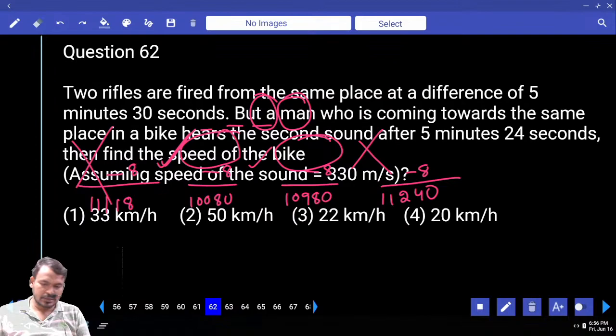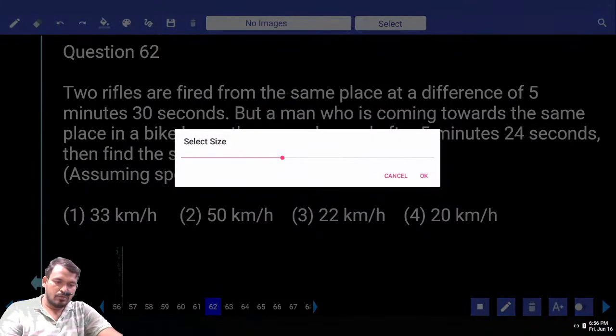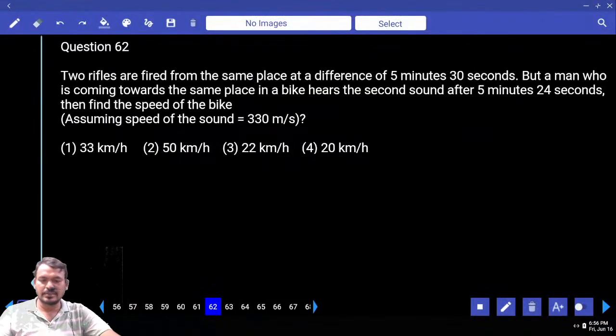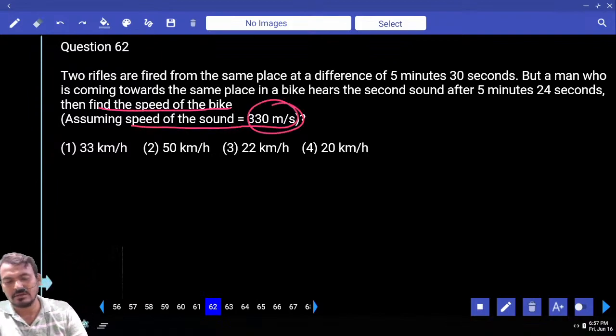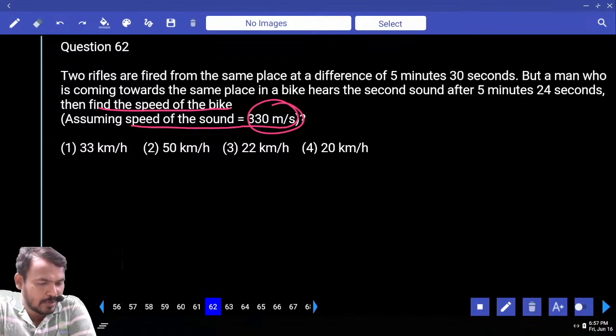Next question number 62. Two rifles are fired from the same place at a difference of 5 minutes and 30 seconds, but a man who is coming towards the same place on a bike hears the second sound after 5 minutes and 24 seconds. Then find the speed of the bike. We require the speed of the bike. Assuming speed of sound is 330 meters per second.